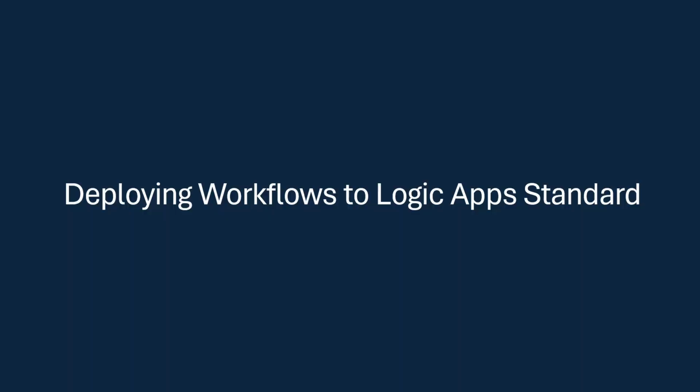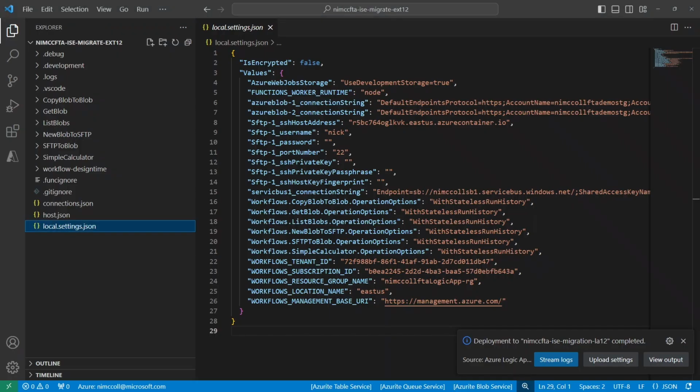Now that we have finished running, testing, and debugging our exported workflows, let's walk through how to deploy them to a Logic App Standard instance in Azure. In Visual Studio Code, review any of the app settings in the local settings.json file that will need to be created in the Logic App Standard instance in Azure.